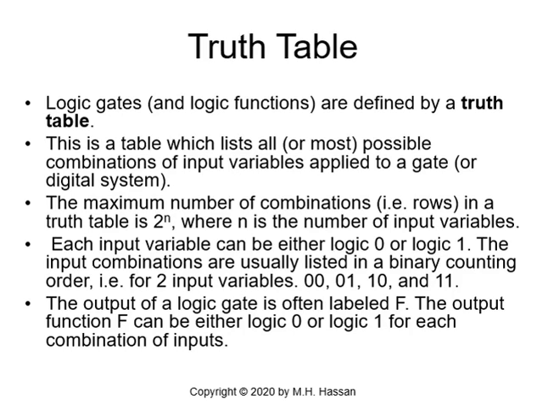Each input variable can be either 0 or 1. The input combinations are usually listed in binary counting order. So, for instance, for 2 input variables, we list them as 0 0, 0 1, 1 0, 1 1. The output of a logic gate is often labeled with F, which stands for function. The output function F can be either logic 0 or logic 1 for each combination of inputs.